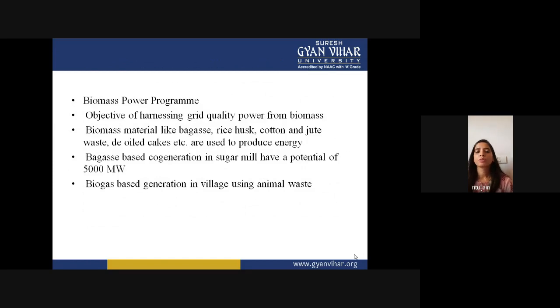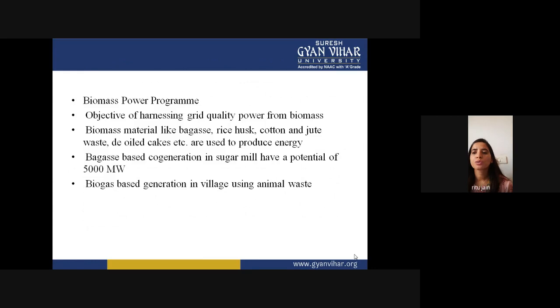Now, next we come to our second renewable energy source, which is the biomass power program. We have already discussed that the energy we get from agriculture waste, animal waste, and human waste comes into the category of biomass. The objective is harnessing grid quality power from biomass. Biomass materials like bagasse, rice husk, cotton and jute waste, de-oiled cakes, etc. are used to produce energy.